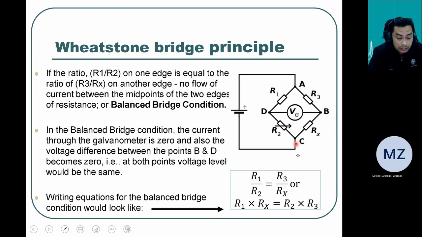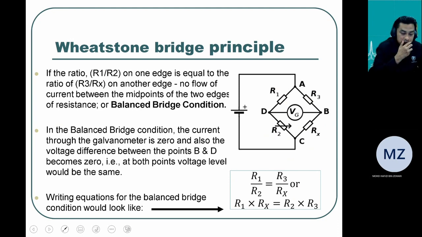So how to make sure it's balanced? Because the Rx is increased due to the increase of temperature, to make sure it is balanced, we need to increase also the R2. We increase R2 until the VG is zero. VG is zero means it is balanced. So when we see VG is zero, then we know the value of R2. If we know the value of R2 and R1 and R3 are the fixed values, then we can calculate for Rx.